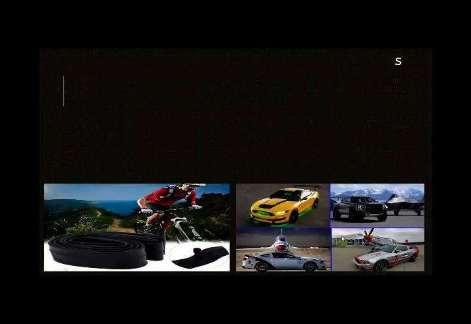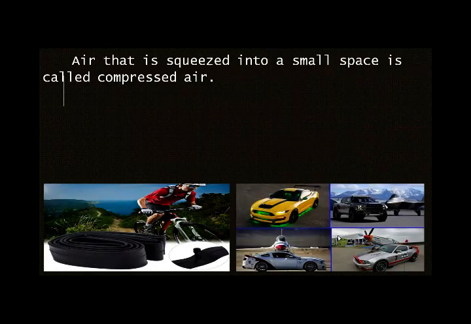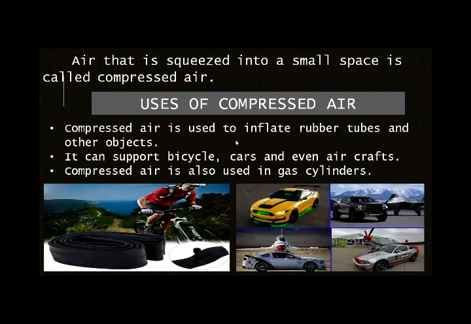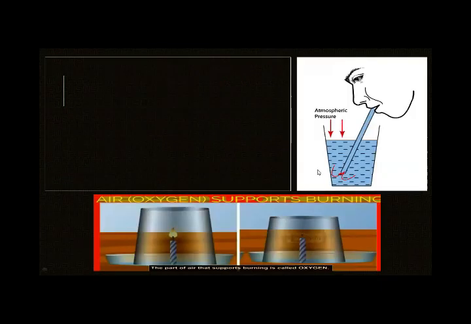The definition of compressed air is air that is squeezed into a small space is called compressed air. Uses of compressed air: compressed air is used to inflate rubber tubes and other objects. It can support bicycles, cars, and even aircraft. Compressed air is also used in gas cylinders.